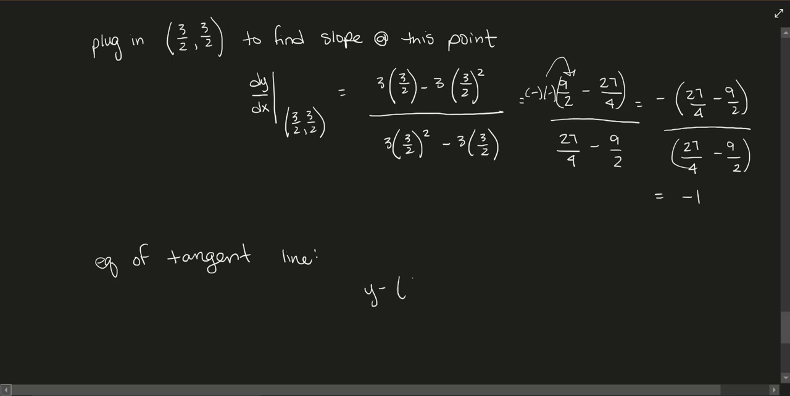y minus y1 equals our derivative at the point, so that was -1 times x minus x1. Oops, but x1 we know is equal to 3/2. So we'll clean that up. We get y equals -x plus 3/2 minus 3/2.